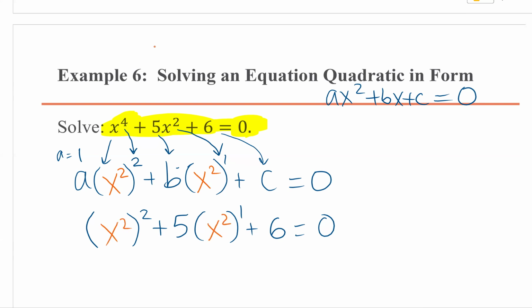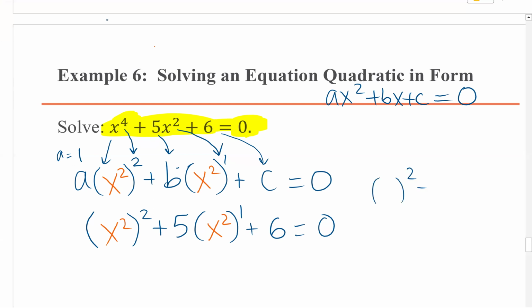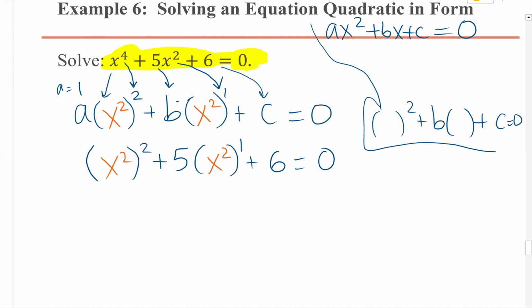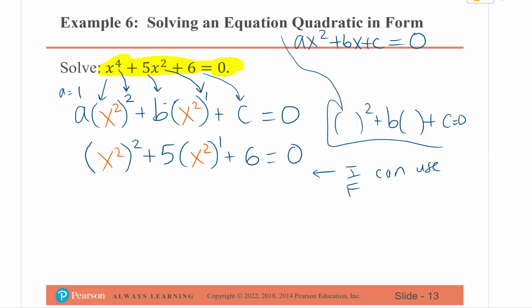Like that. So if I squint at it really hard, which sounds weird, it looks like something squared plus b times something plus c. And those we know how to solve. So this I can solve using the old-fashioned method, the factoring technique or the quadratic formula. At this point, I can use either factoring, if this factors, or the quadratic formula.